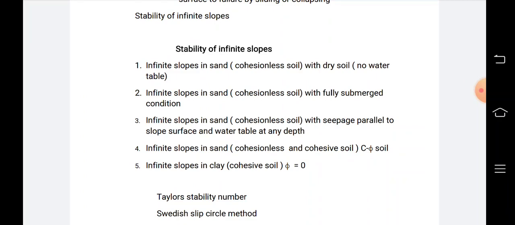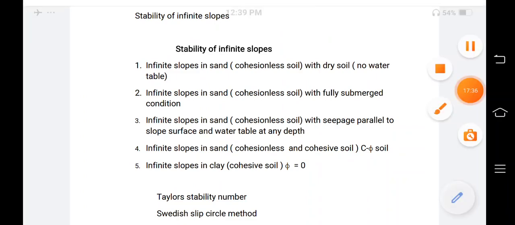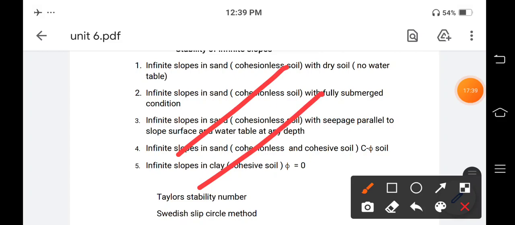Suppose this is your sloping surface, and this sloping surface consists of only sand and contains no water. We have to check the factor of safety. While designing, we check the factor of safety using this formula: F equal to S upon tau.